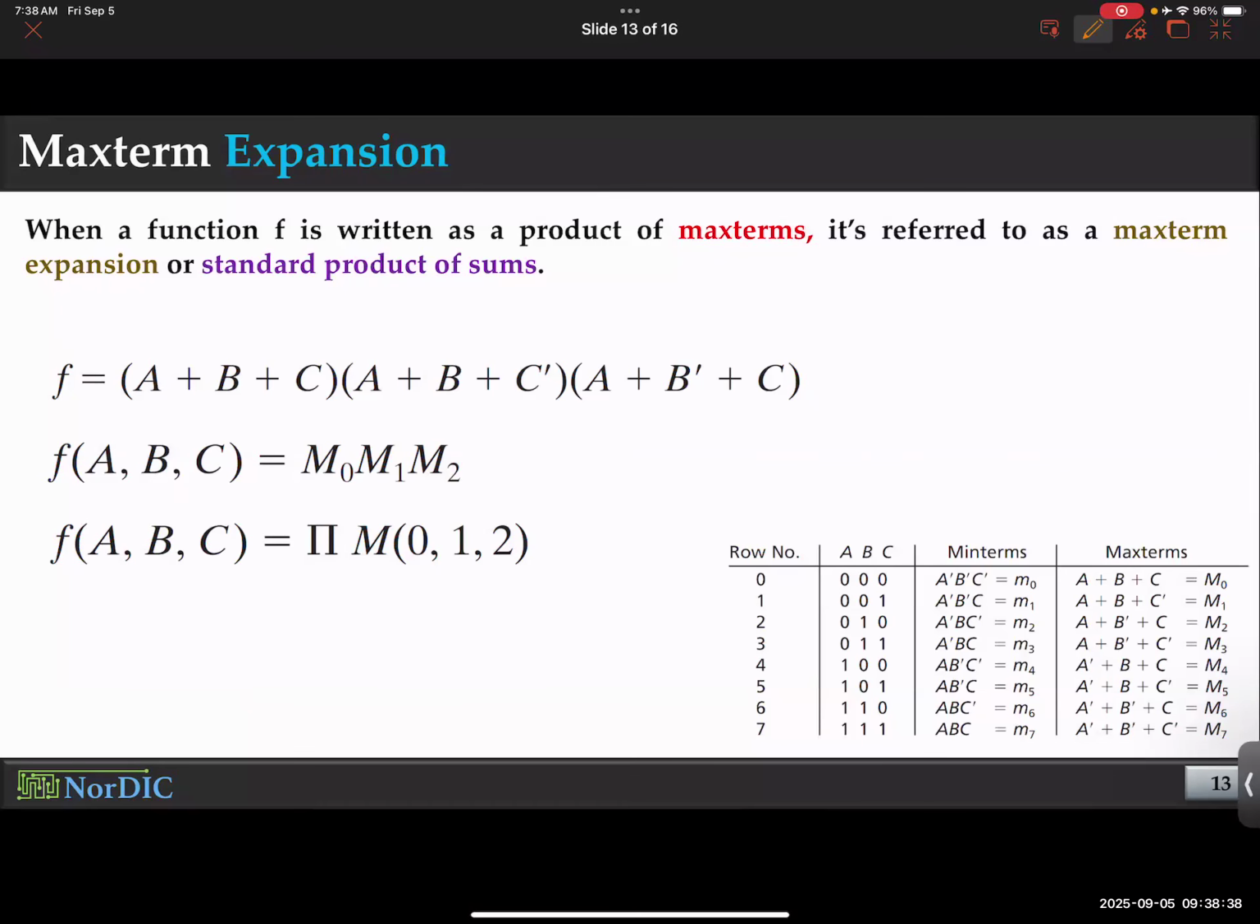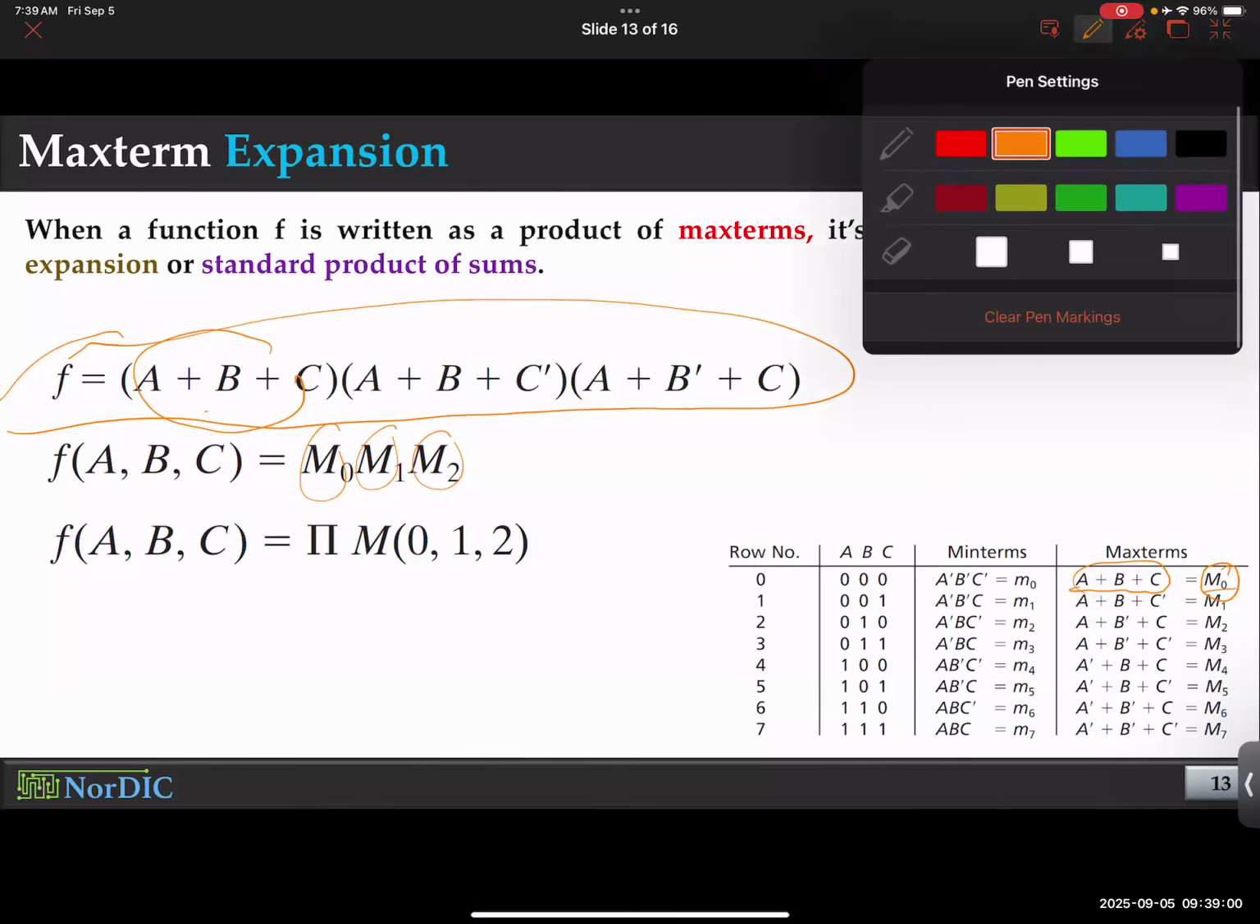Okay, so maxterm expansion. As you can imagine, if we do something with minterms, we could do something similar with maxterms as well. This is the expression that we got together. You just represent them in terms of maxterms, like we did for minterms. So what is a + b + c? a + b + c is the very first maxterm, which is M0.